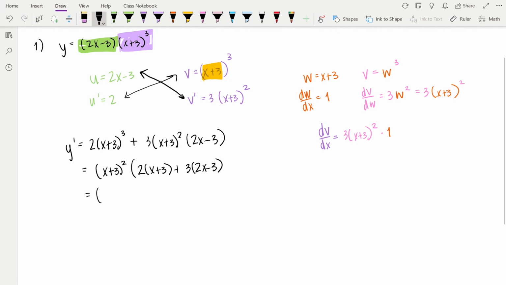So I can expand the brackets here. So 2x plus 6 and 6x minus 9, which will give me 8x minus 3. And that's how I'll leave it.